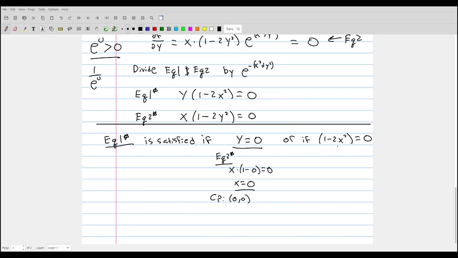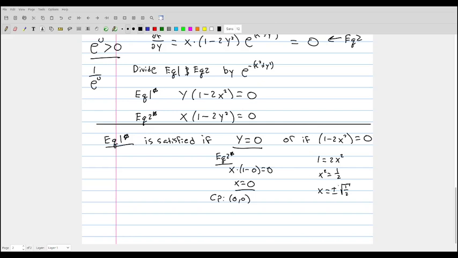If 1 minus 2x squared is equal to 0, that means that 1 is equal to 2x squared, or x squared is equal to 1/2, or x is equal to plus or minus the square root of 1 over 2, which actually gives us two other critical points corresponding to x equals plus or minus 1 over the square root of 2.